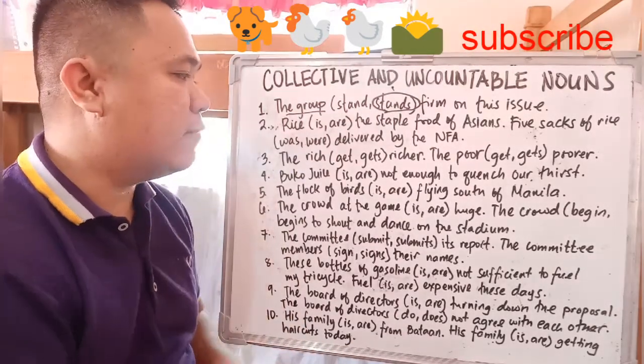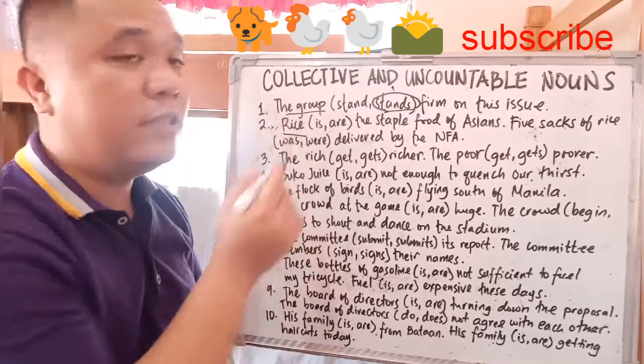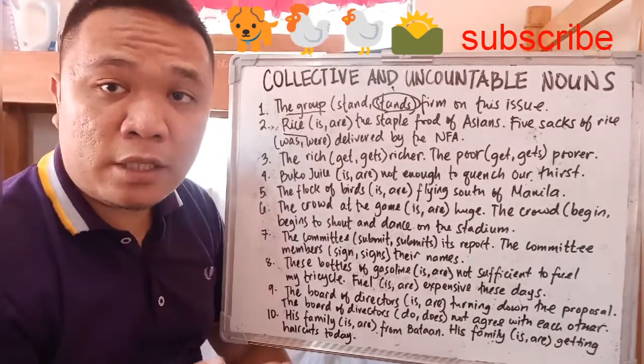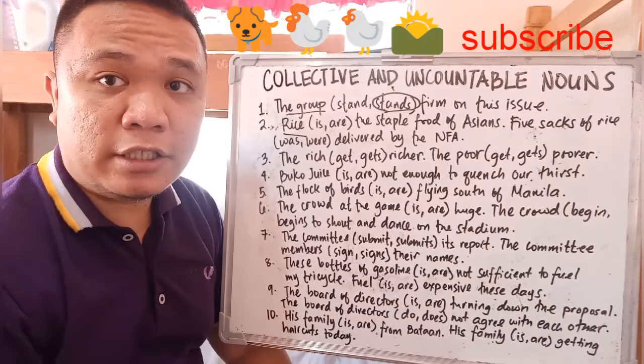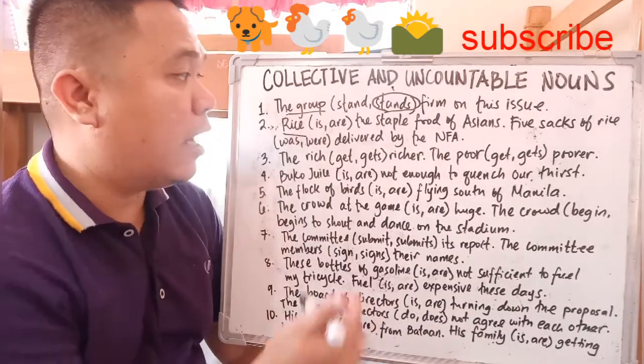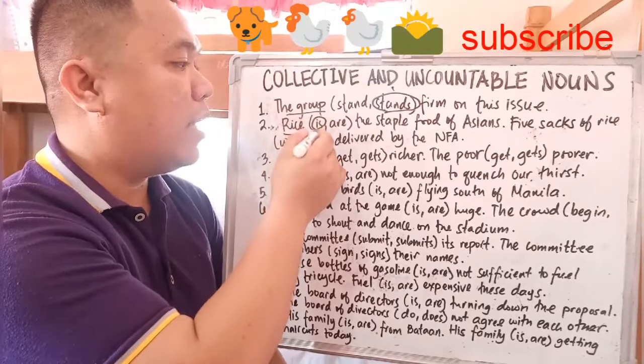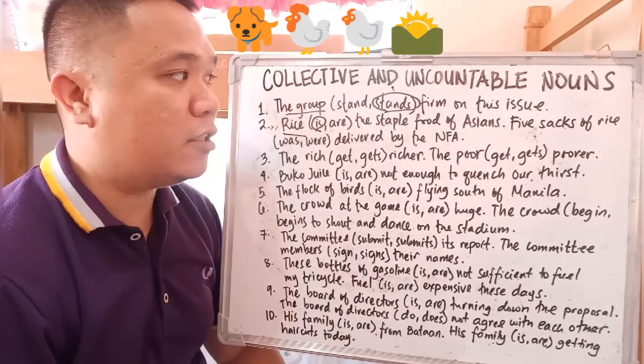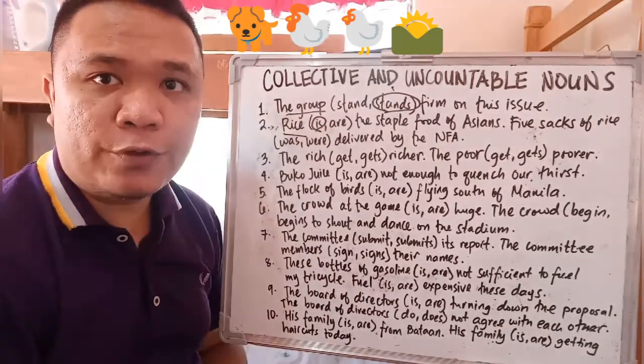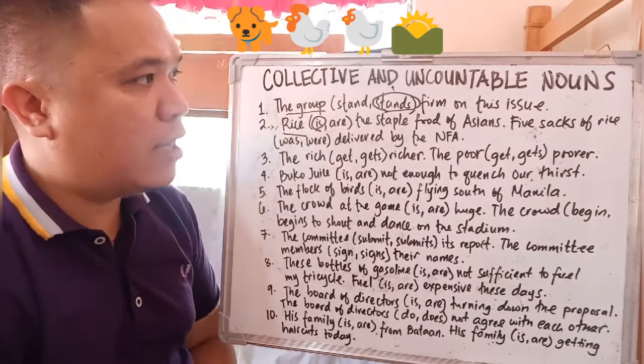So rice is our subject. It's an uncountable noun. An uncountable noun without the units is considered singular. Now, our verb is the staple food of Asians. Staple food, the common food of Asians.